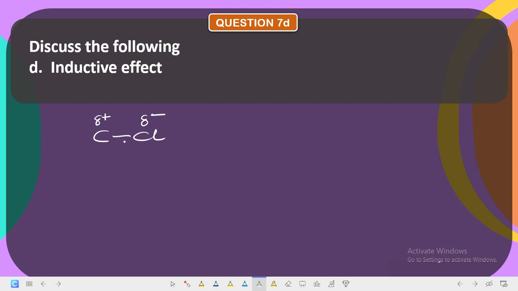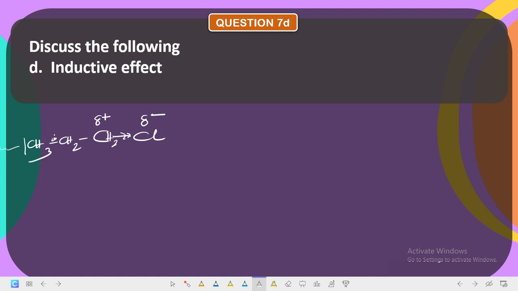The chlorine pulls the atoms to carbon, and then the bond will be moving towards this direction. Now, of course, if the chain continues, you have, let's say, CH2 like this, and then CH3. Inductive effects can be neglected after the third carbon. That means from here downward, it's no longer effective.